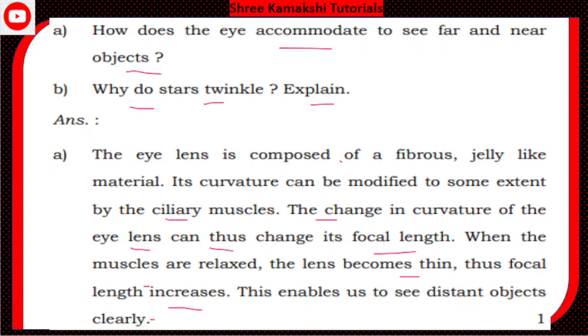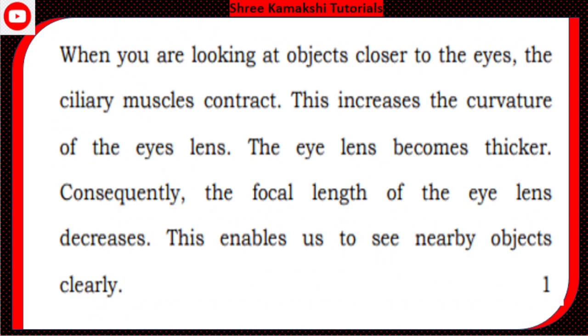The next one is, when you are looking at objects closer to the eyes, the ciliary muscles contract. This increases the curvature of the eye lens. The eye lens becomes thicker. Consequently, the focal length of the eye lens decreases. This enables us to see nearby objects clearly.